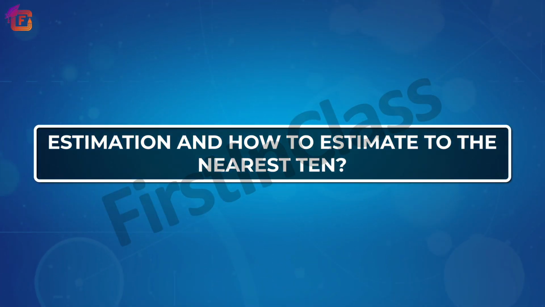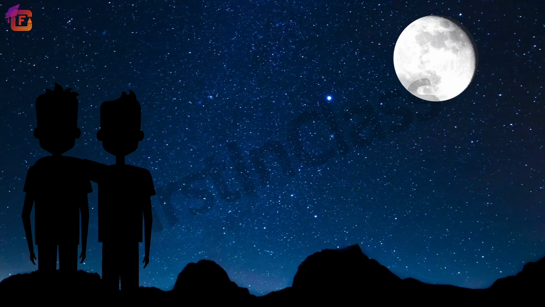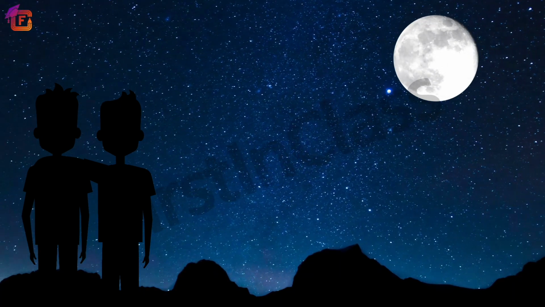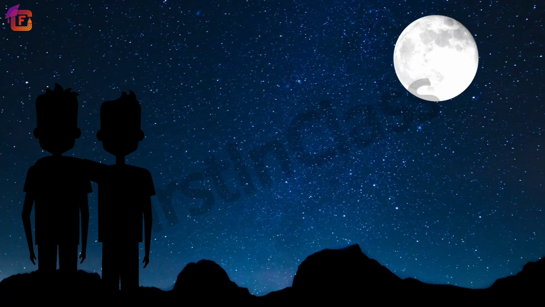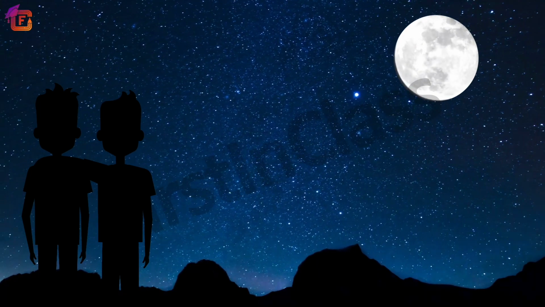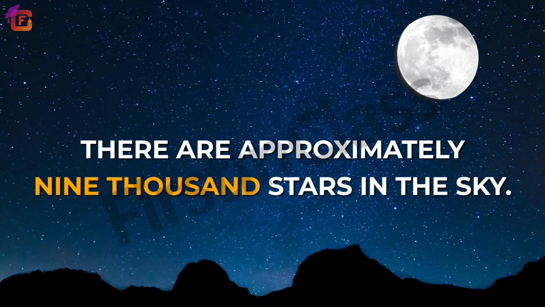Today, we will be learning the need for estimation and how to estimate to the nearest 10. Two friends are staring at the moon and observe that there are a lot of stars as well in the sky. They are wondering how many stars are there in the sky? One of them said that there are approximately 9,000 stars in the sky.